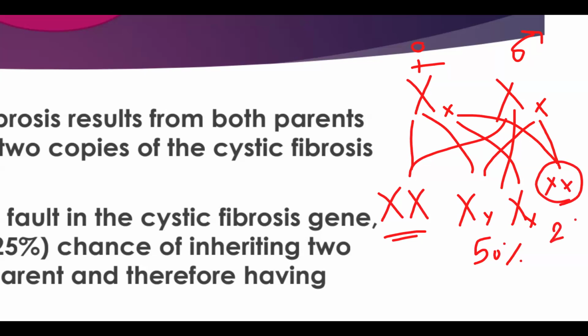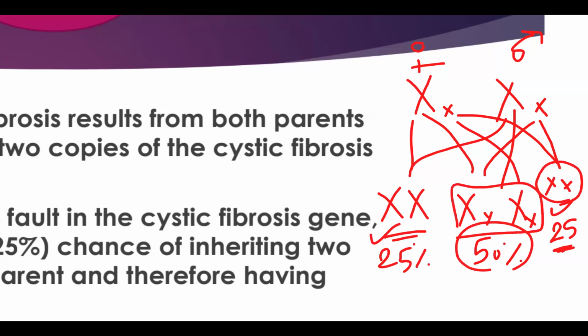Okay, so 25%, or 1 in 4, will be healthy, 1 in 4 will be diseased, and 1 in 2, 50%, will be carriers like you and your partner. Here is how to explain.